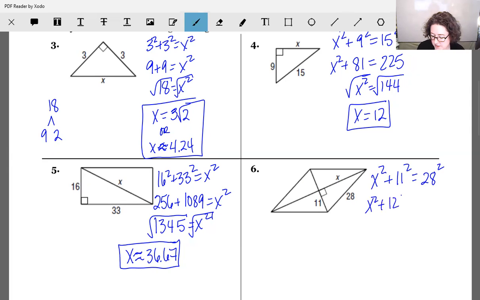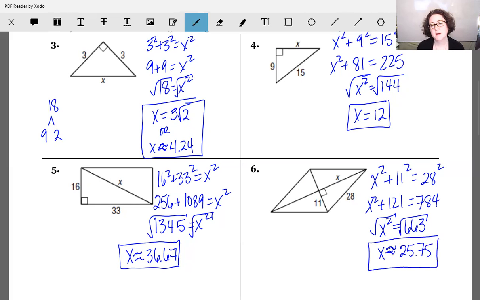Okay, 11 squared, 121. 28 squared, 784. Okay, subtract out your 121. 663. Take our square root of both sides. 663. Again, not a nice number, so I'm going to go approximately equal to because I need to round off. So 25.75 approximately. Okay, be careful with your rounding. Don't forget, if the next value after your last digit that you want to write down is a 5 or greater, you need to round up.